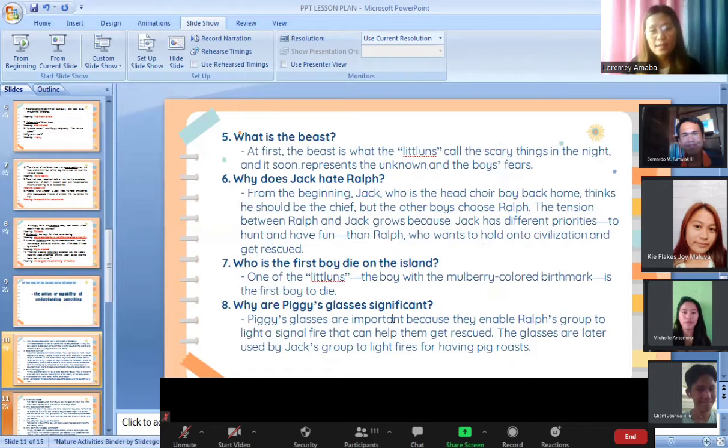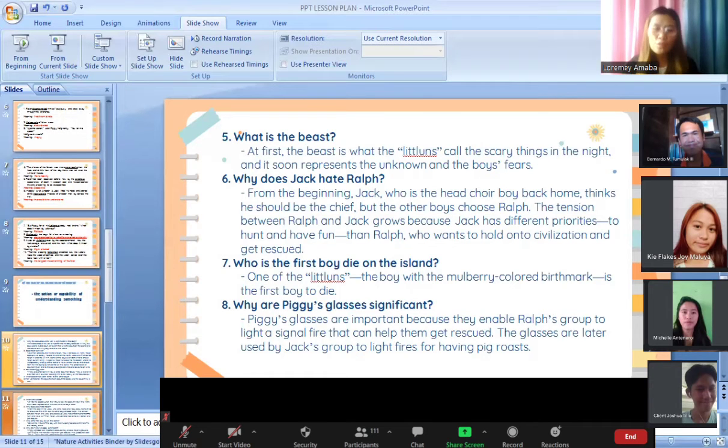Yeah, Jack, who is the head choir boy back home, thinks he should be the chief, but the other boys choose Ralph. So the tension between Ralph and Jack, class, grows because Jack has different priorities, all right? And Ralph also has his own priority. Number seven question, who is the first boy to die on the island? Yeah, one of the littluns. The boy with the mulberry-colored birthmark is the first boy to die.